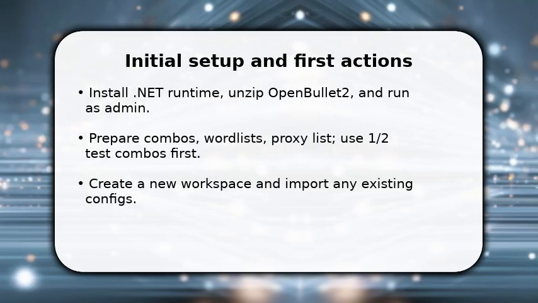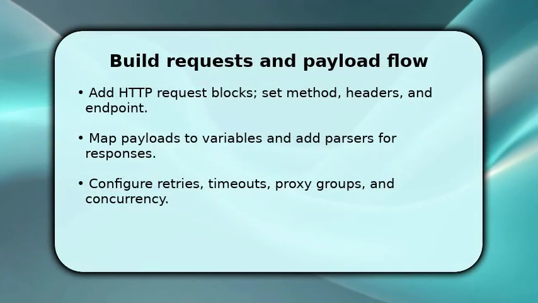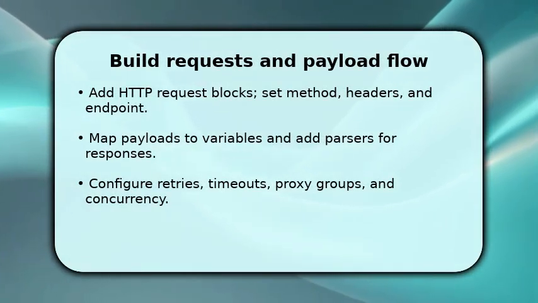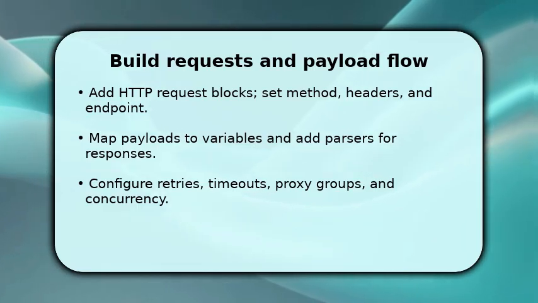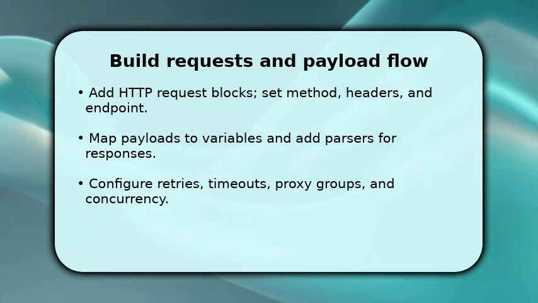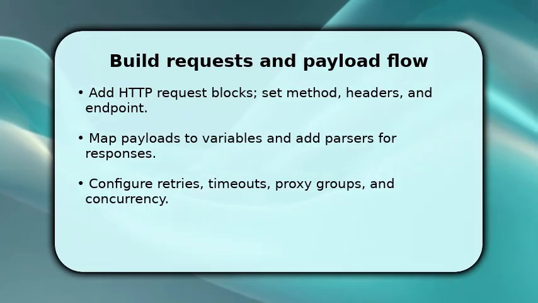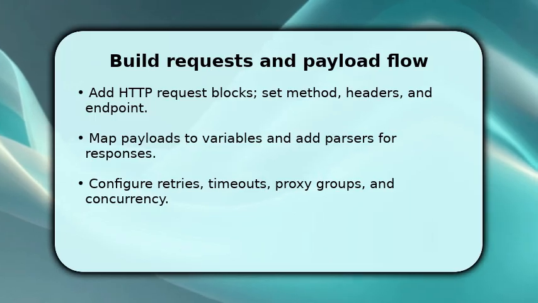You now construct the middle of the process by adding HTTP request blocks in sequence and assigning each a clear name. For each request, set method, headers, endpoint, and required body fields, then map incoming payloads to variables like username and password. Once responses arrive, add parsers or regex nodes to extract tokens and status codes to use later.